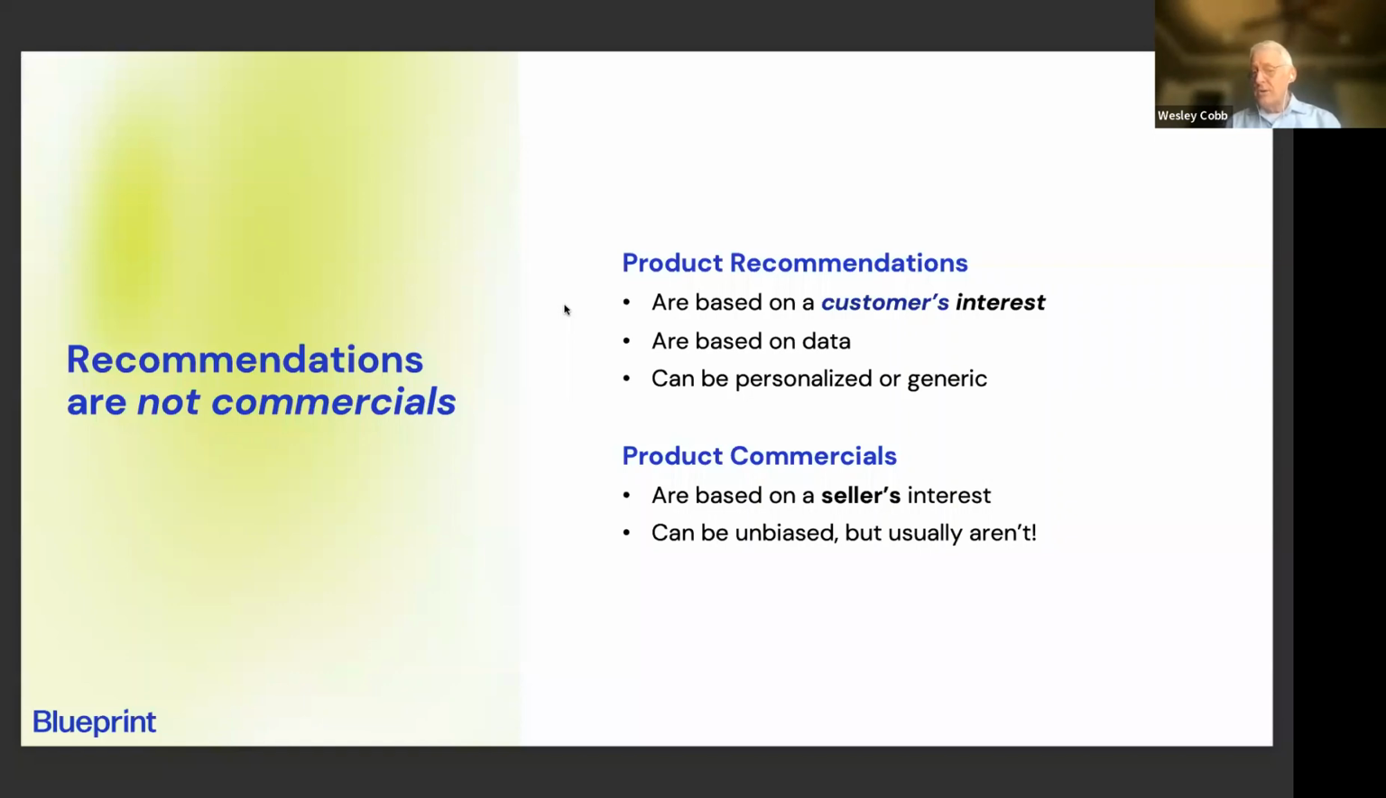Product commercials are very different. They're based on a seller's interest in selling a particular kind of product, and while they can be unbiased, they usually aren't. They're usually deliberately intended to make you buy a particular product rather than what you might really want or what would be the best match for what you want.